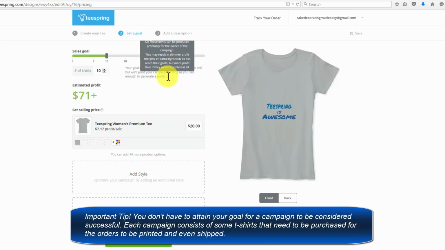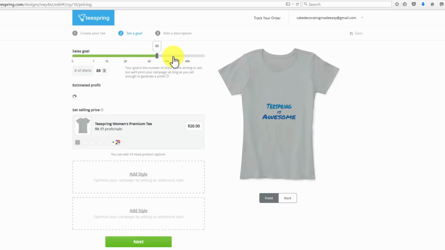Important tip: you don't have to attain your goal for a campaign to be considered successful. Each campaign consists of some t-shirts that need to be purchased for the orders to be printed and even shipped. Deciding on the minimum goal for your campaign.